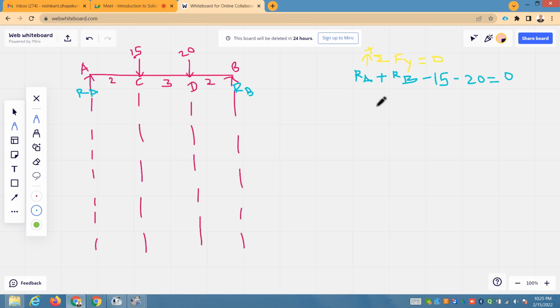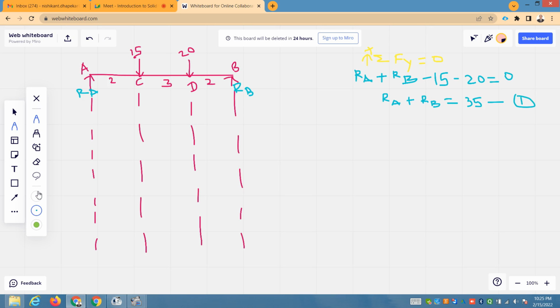So Ra plus Rb will be equal to, this will move to right hand side, 35. So this is your equation number 1.